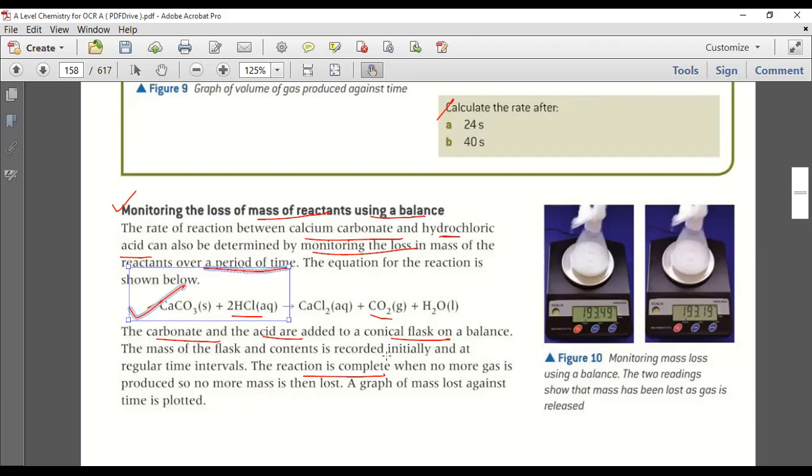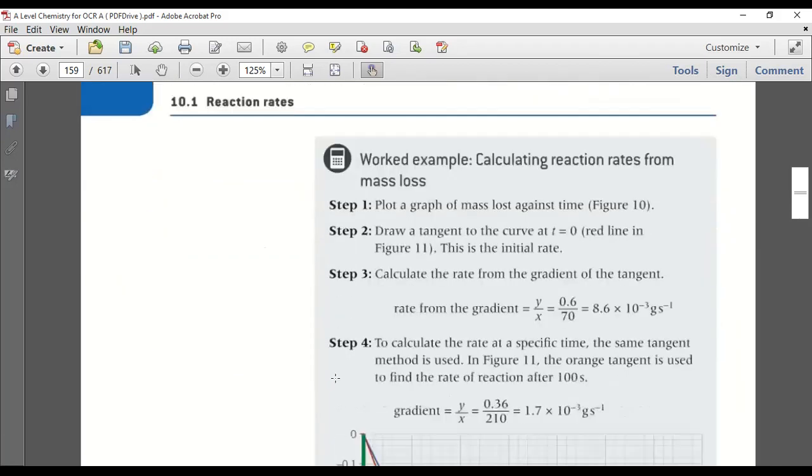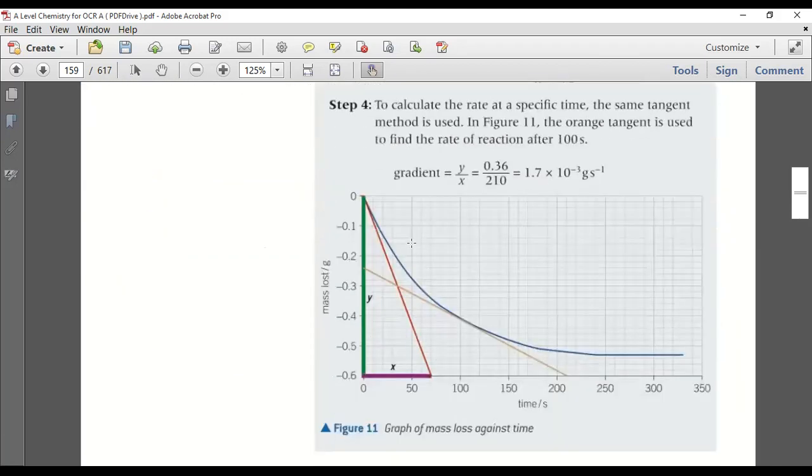The graph of the loss of mass is again plotted, and it will be something like this. If you draw a tangent at this point, it will give the rate of reaction at this point. If you draw it from there, it will give the rate of reaction at the initial concentrations, here at time t equal to 0, and this is giving you at time t equal to 100 seconds. If you want to check it for the graph at time t equal to 150, then you have to draw something like this.